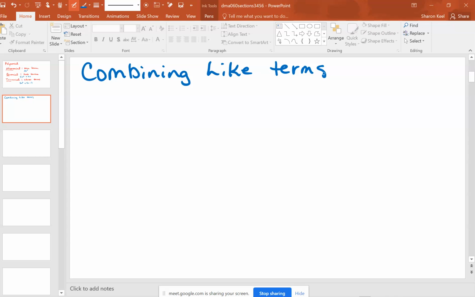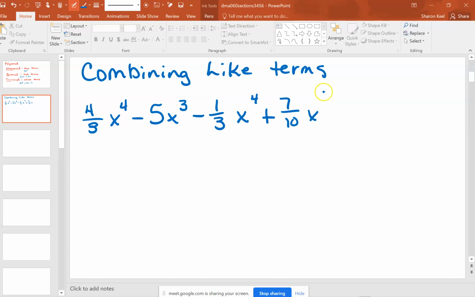I'll go ahead and do the one where we have those fractions. We have 4/3 x to the 4th minus 5x cubed minus 1/3 x to the 4th plus 7/10 x cubed plus 3/10 x cubed. So right now, if you will, turn to page 6-28. We're working on question 7.